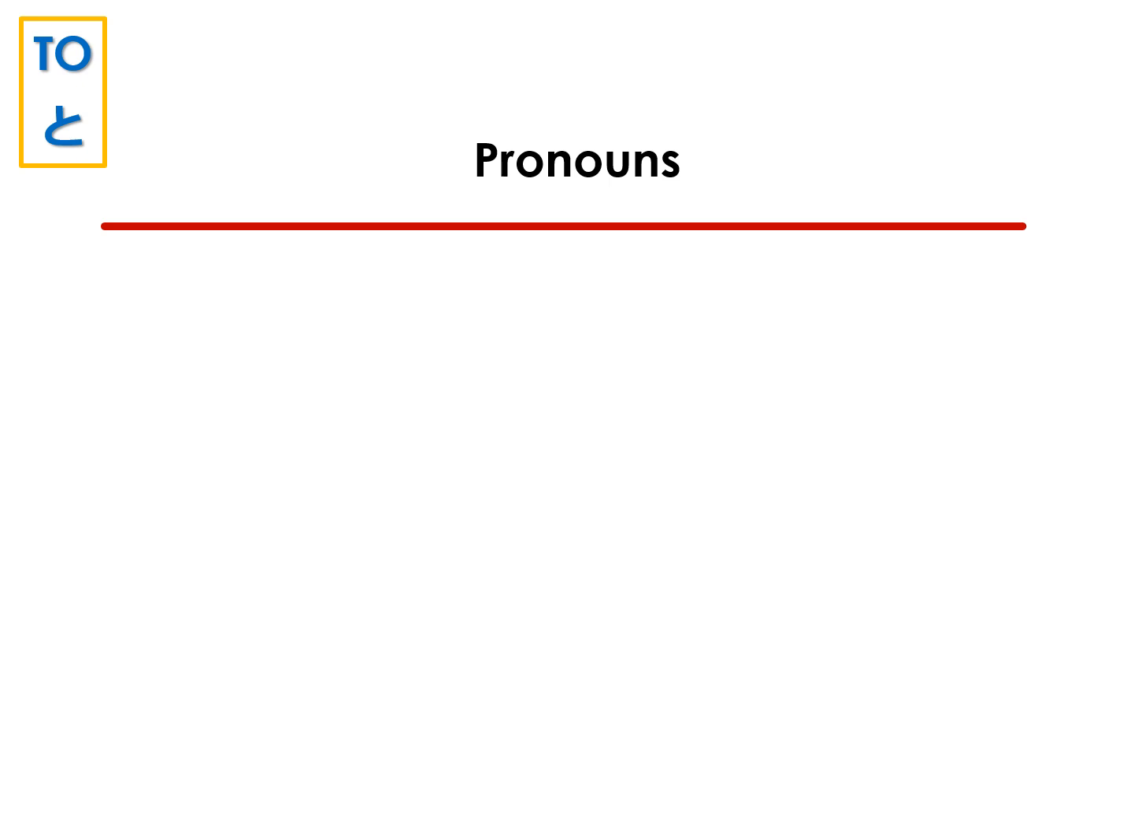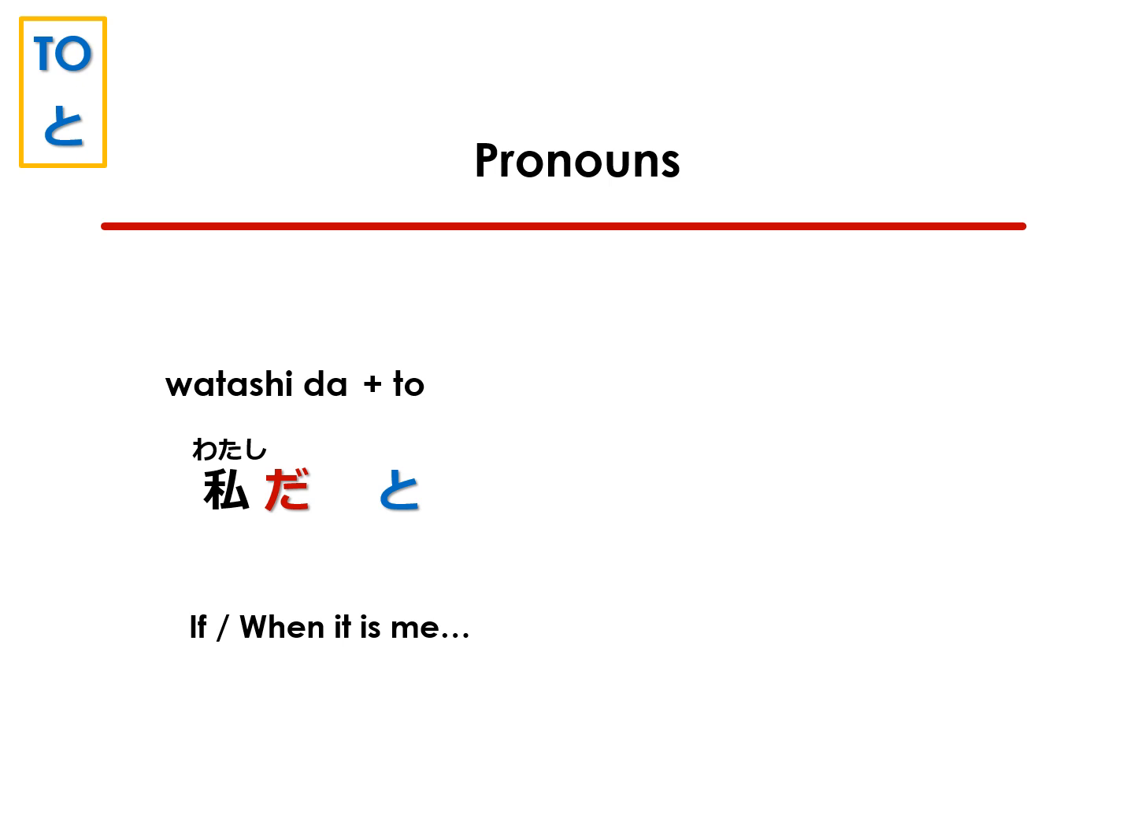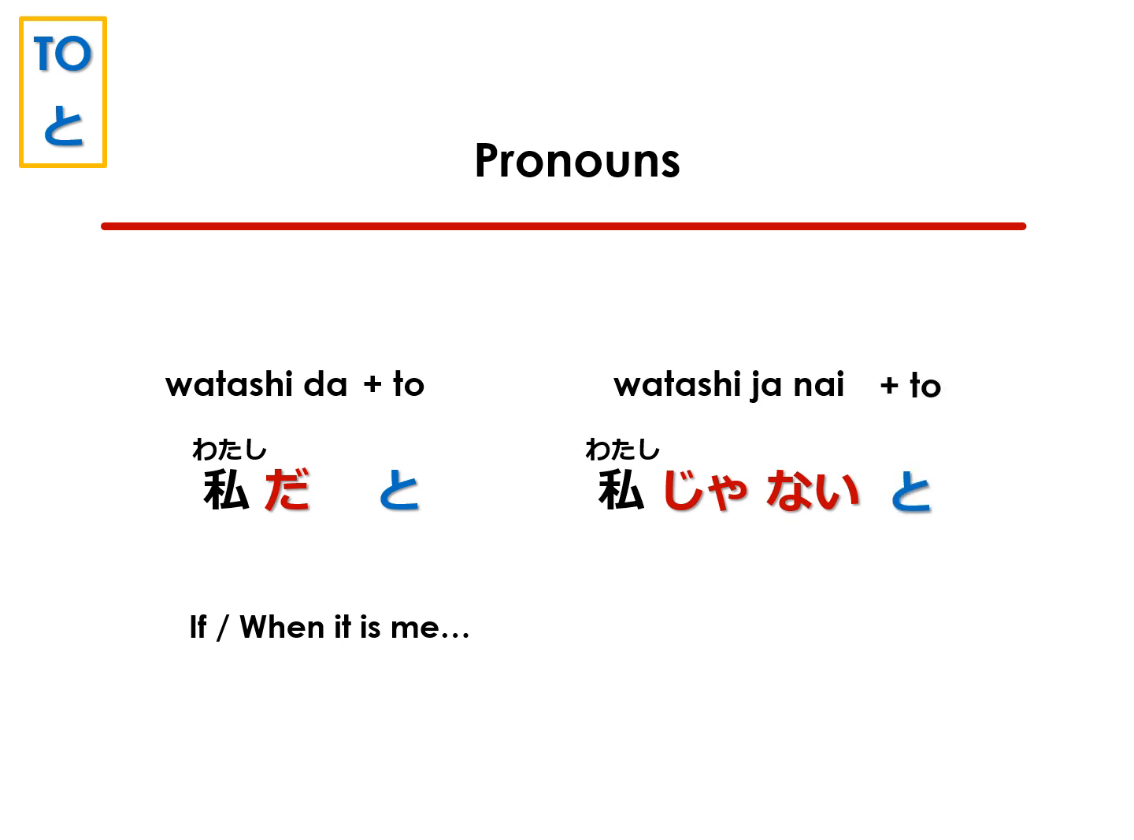For a pronoun example, let's use watashi or I. To it, add the verb da, watashi da, then to form watashi dato, which means if it is me or when it is me. Negative is watashi dewanai or watashi janai. Then to this, add to form watashi janai to, meaning if it isn't me or when it's not me.